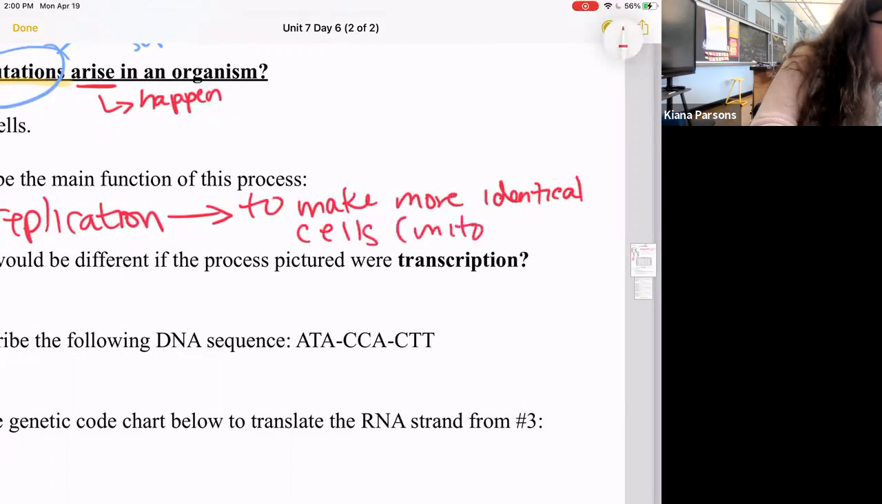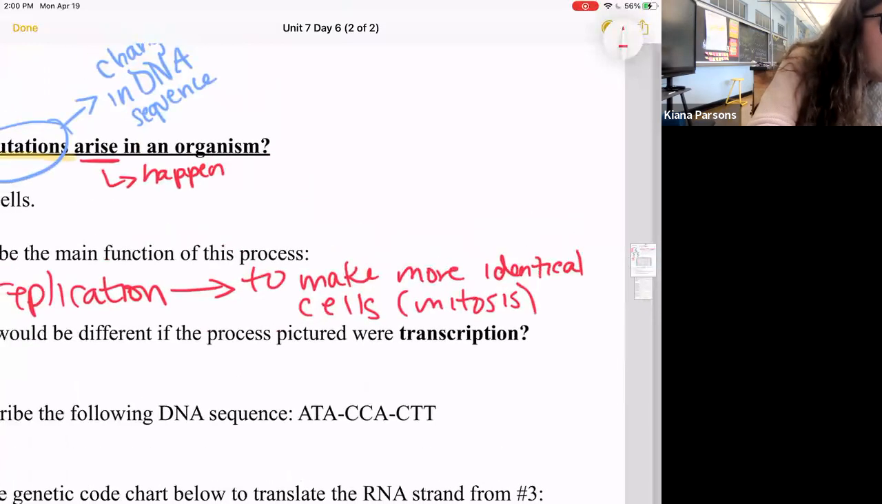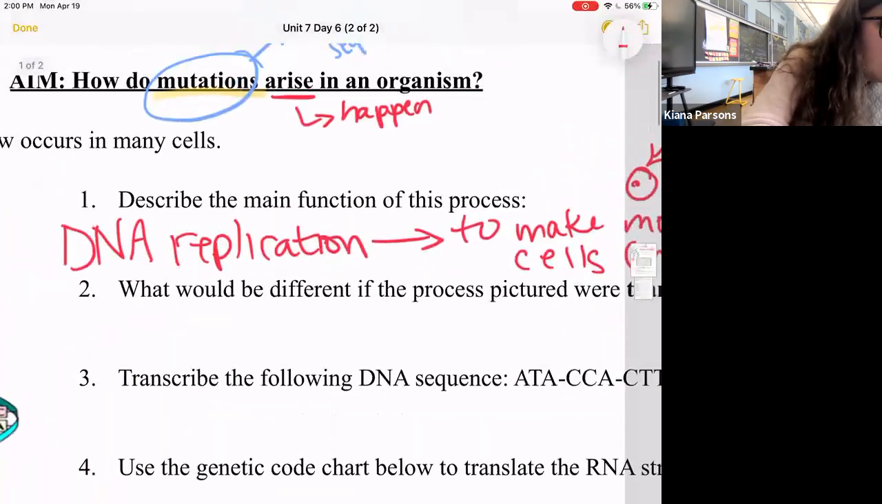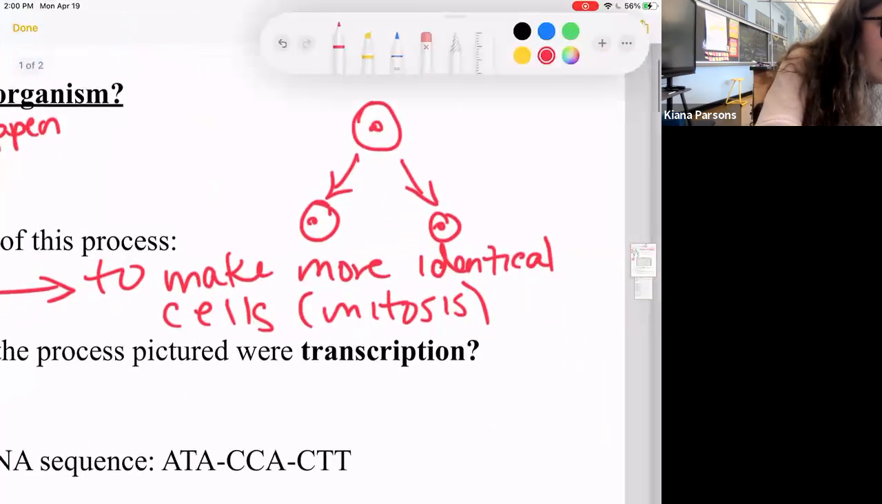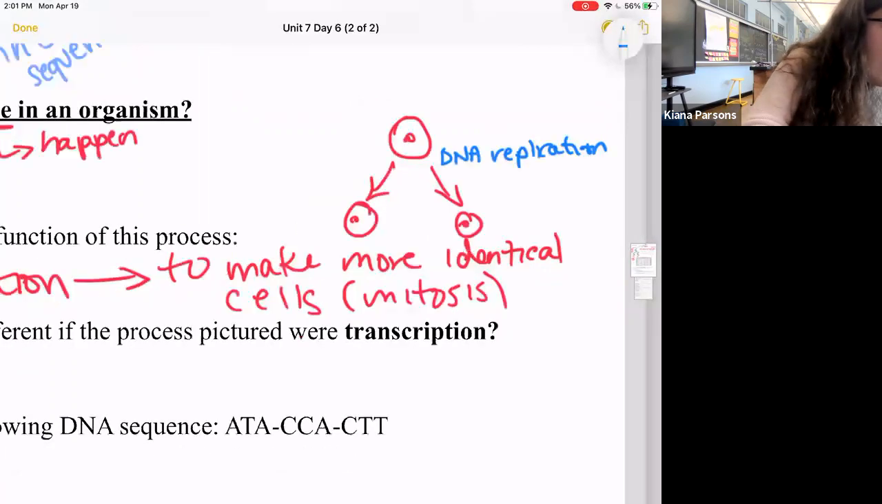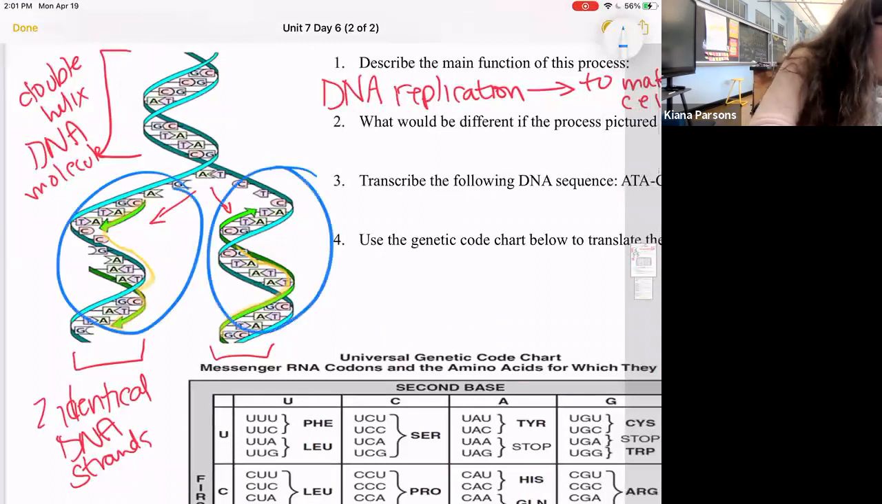Mitosis, baby, and this happens in our bodies all the time. So in order for one cell to create two identical daughter cells, first we have to have DNA replication, and then those two identical strands of DNA can make their way into two identical cells.